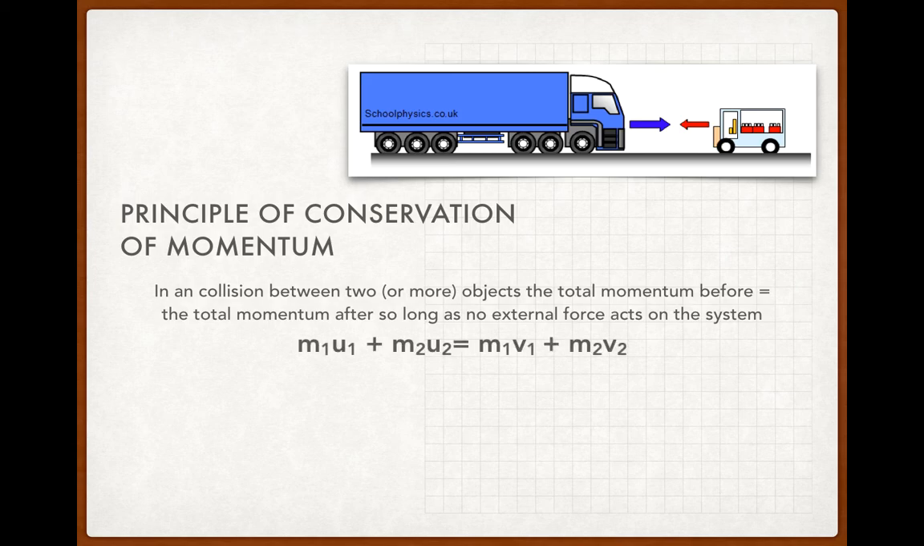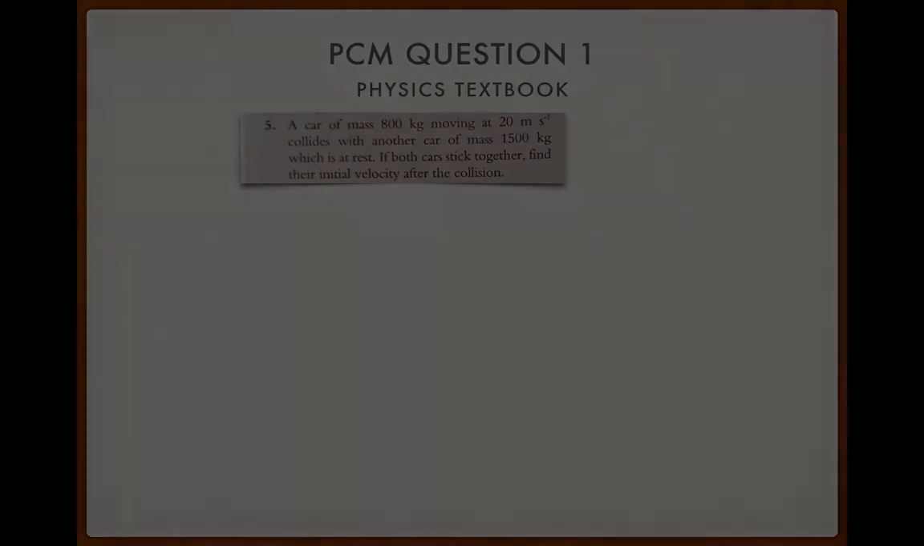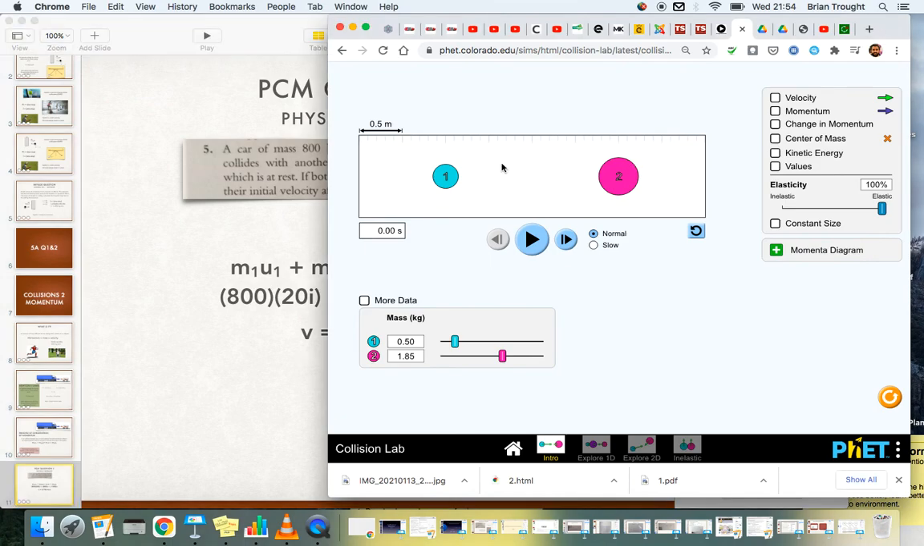And again, that's my formula. Now, a couple of things there. The velocities are vectors, so the direction needs to be included, either in ij form or just with a simple positive and negative. You'll see I use the ij form here. All right, so let's have a look at a couple of examples. In this case, I have a small ball and a large ball. The small ball is of mass 0.5, the large ball 1.85. I'm going to let them collide off each other, and the momentum before should be equal to the momentum after. So right now we have a big momentum to the left, small momentum to the right. So the net momentum is going to be to the left. Play.